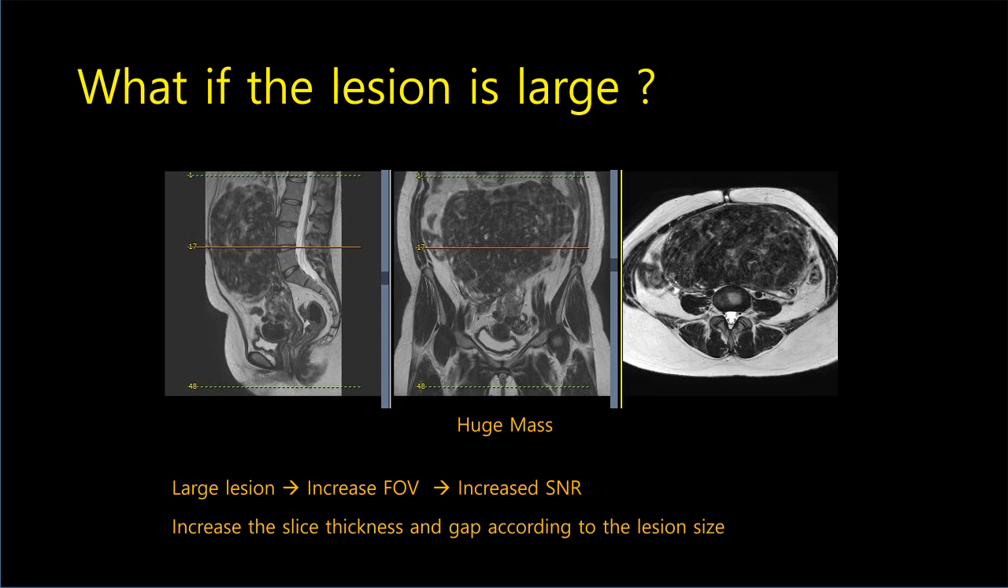If the lesion is larger than the specified FOV, the FOV should be increased to avoid clipping the lesion. Also, the slice thickness and gap should be increased so that the lesion is not cut. If you fix the slice thickness and increase the number of slices, the scan time increases. Gap should be used appropriately.